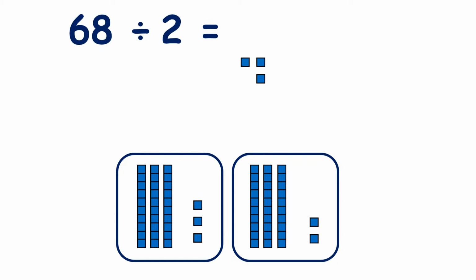So 8 units divided into 2 groups gives us 4 units in each group. So 68 divided by 2 equals 34, because we now have 3 tens and 4 units in each group.